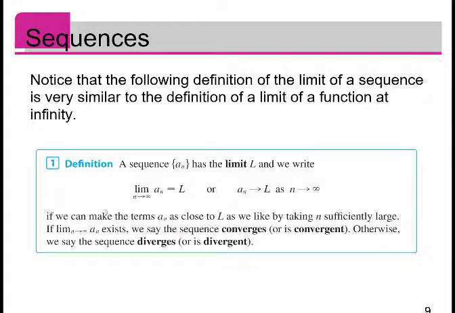The sequence a sub n has a limit L, and we write the limit as n goes to infinity of a sub n equals L, or we can just write a sub n goes to L as n goes to infinity, if we can make the terms a sub n as close to L as we like by taking n sufficiently large. If this limit as n goes to infinity of a sub n exists, we say the sequence converges or is convergent. Otherwise, like if it shoots off to infinity or negative infinity, we say the sequence diverges, or it's a divergent sequence.